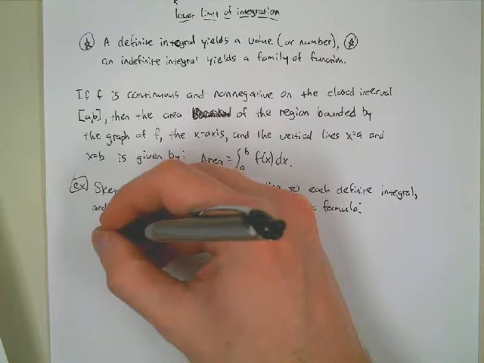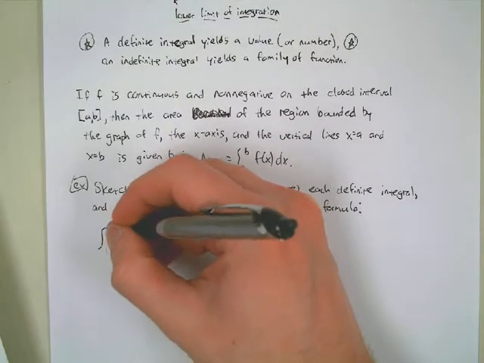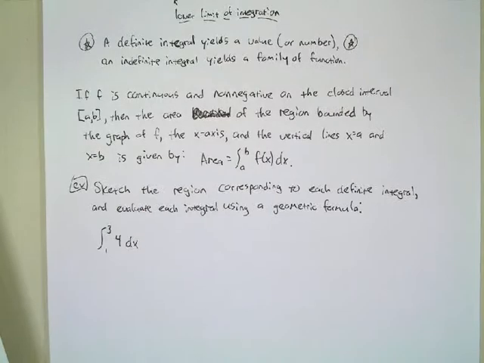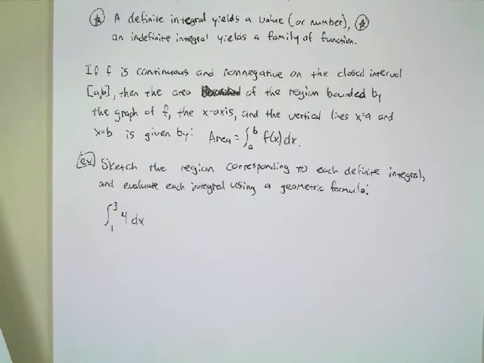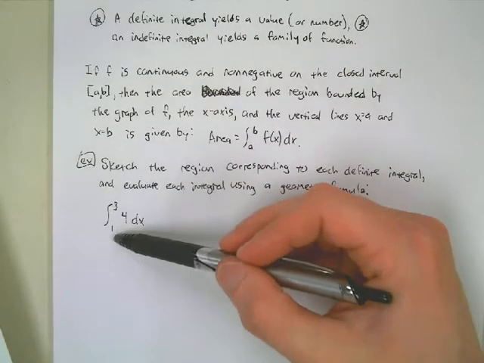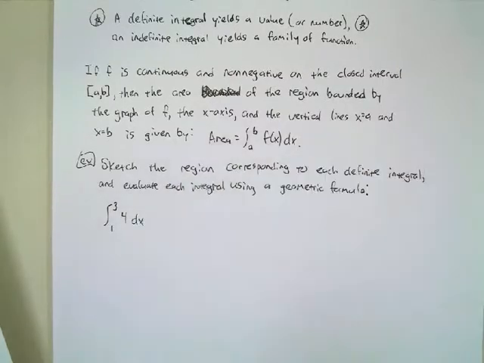We're going to integrate from 1 to 3 of 4 with respect to x. Why do we start at the bottom and go up? Because again, it's from the lower limit to the upper limit. So from 1 to 3 of 4 with respect to x. That's 1.